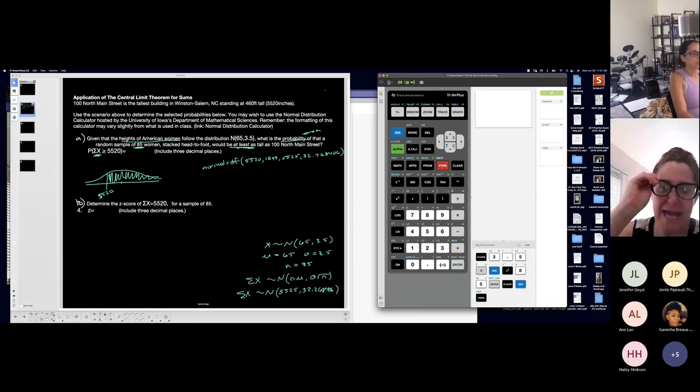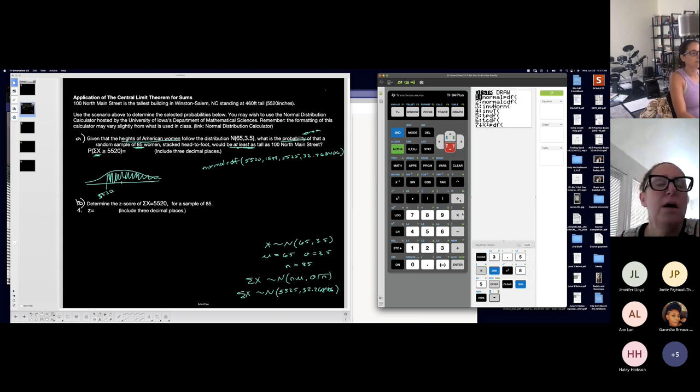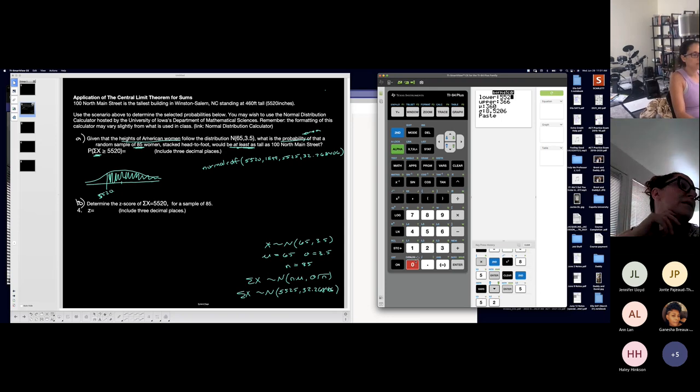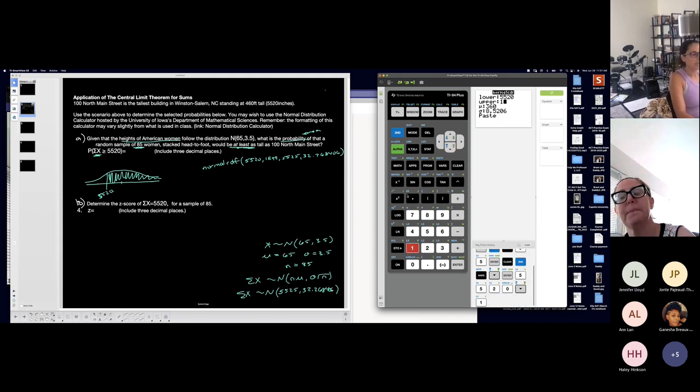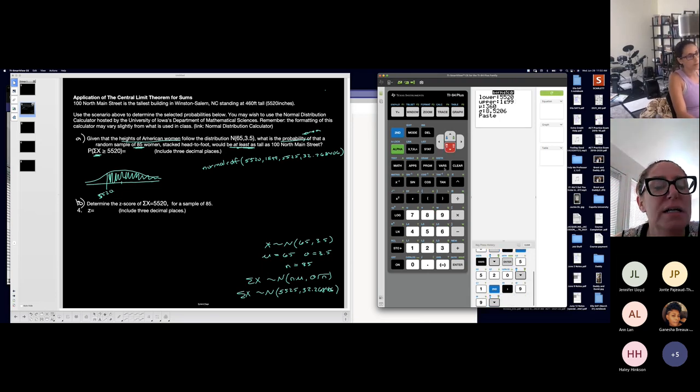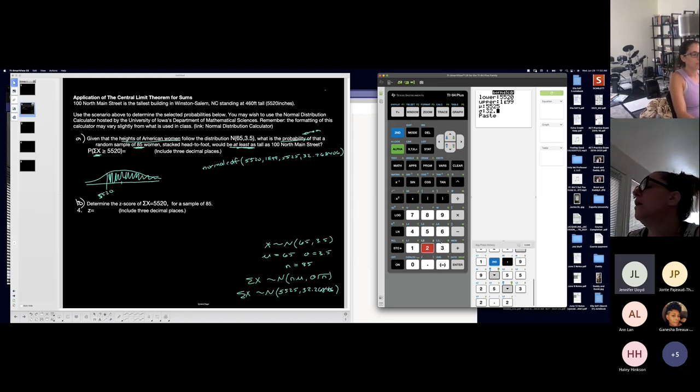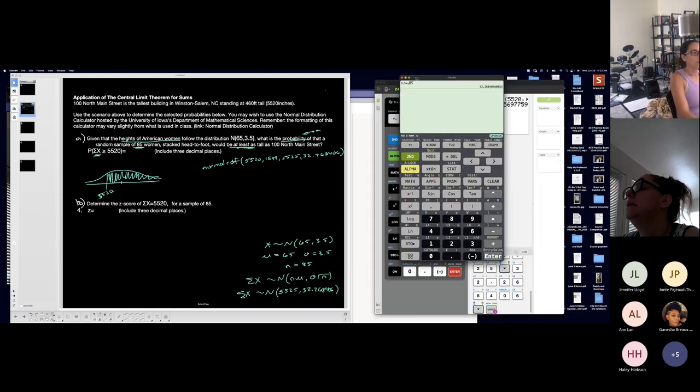I'm going second bars. Normal CDF is number 2. And it asks me lower, upper, right? I'll show it on the app as well. My lower bound was 5520. My upper bound was 1, well, you could use a very large positive number, but 1, and E is on top of the comma, so second comma, E, and then 99 to represent a huge positive number. My mean is 5525. And my standard deviation is 32.268406. Okay.